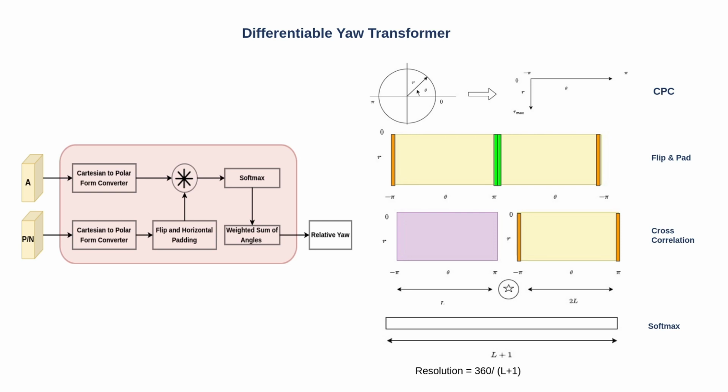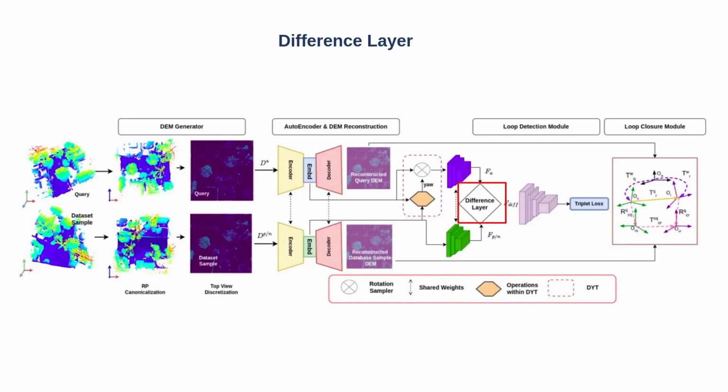Given an anchor and a positive or negative DEM, we first convert both of them from a Cartesian form into a polar form. We flip and pad the positive or negative DEM, and then we run a cross correlation using the anchor as a kernel over the flipped and padded positive or negative. By softmaxing and extracting the best angle and the weighted sum of angles, we obtain the most likely relative yaw. This module is entirely differentiable and is what lets our entire architecture be end-to-end trainable.